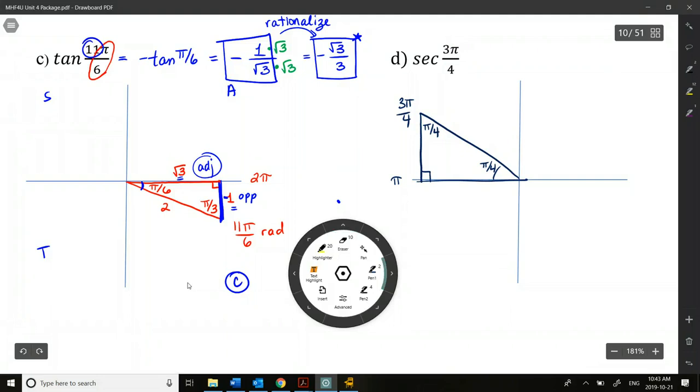What are the side measurements for this one? 1, 1, root 2 for this one, for pi over 4. So this is an isosceles triangle, right? So I should have 2 equal sides if I have 2 equal angles, pi over 4 and pi over 4. The opposite sides should be equal.